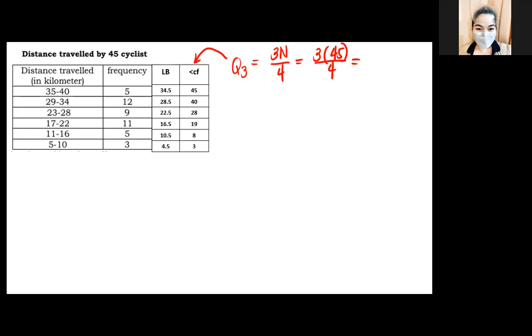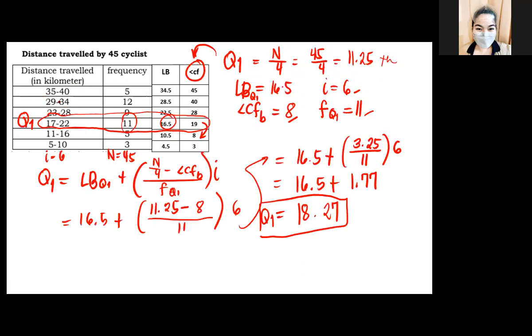Okay, ano nang sagot? Q sub 3 is 33.75. So, nasan siya dito? Si upper quartile natin, nandito siya kay 40. Okay. Balikan natin yung kanina.